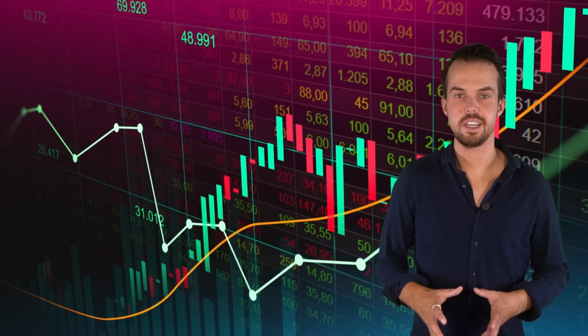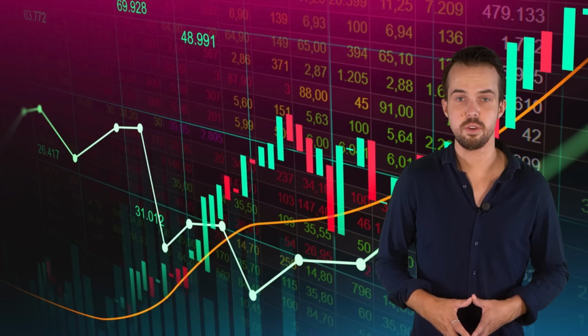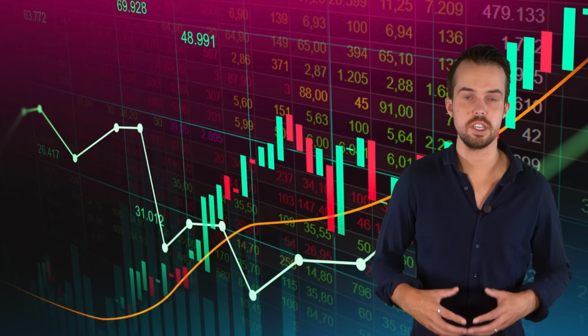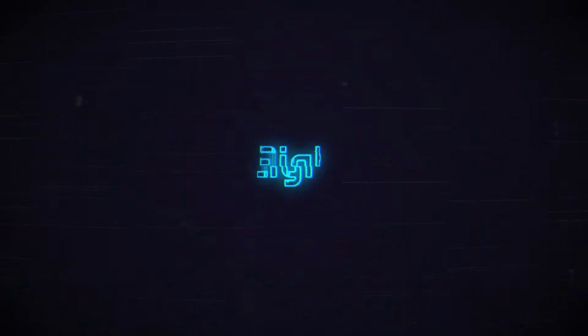Now you understand the basics of volume, and therefore we are going to dive into the next one, which is the RSI indicator. The RSI is a trading indicator that focuses on demonstrating the strength of a price movement. In other words, the relative strength index. So you can see how strong or weak a price movement actually is.